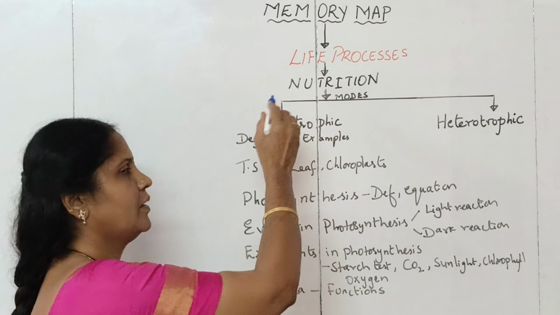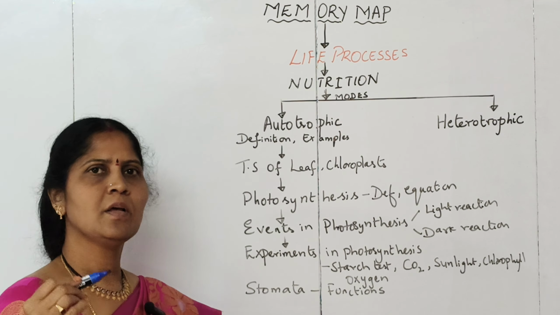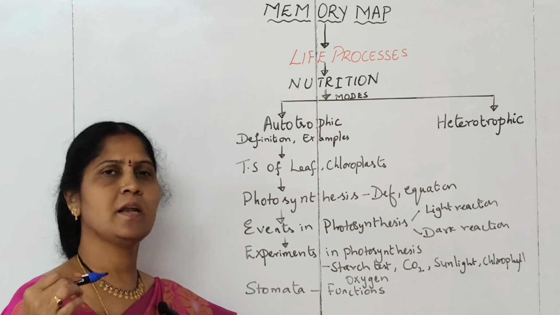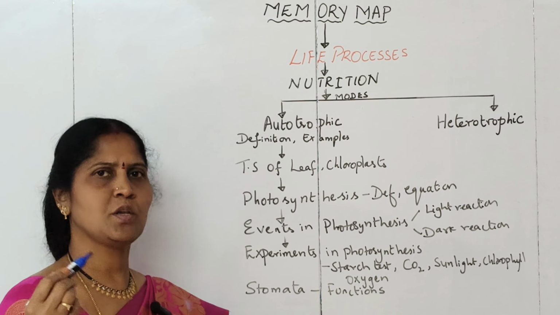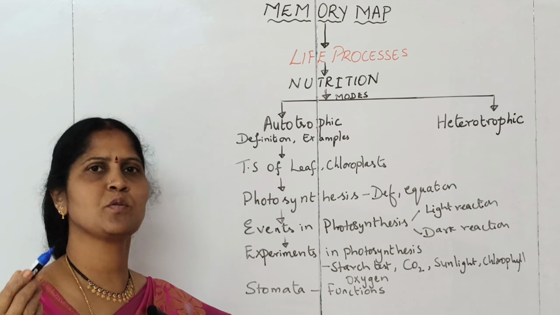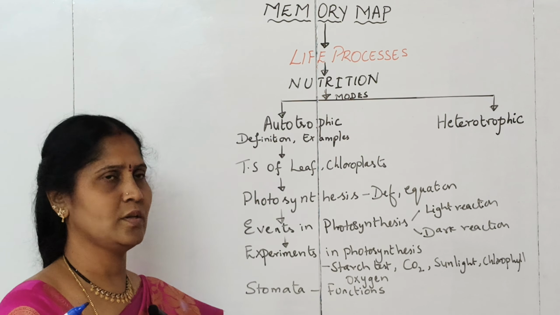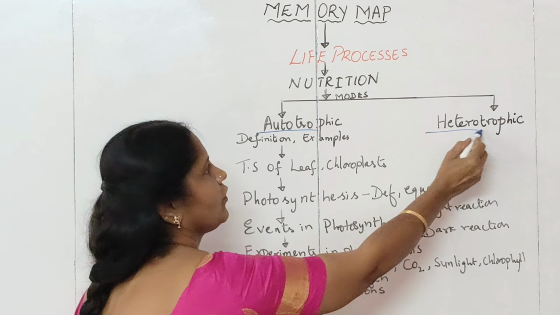And we have seen about nutrition. The first topic is all about nutrition. The process of obtaining food and its utilization by the organism is called nutrition. Nutrition is needed to provide energy to the organism, essential for its growth and metabolic activities also. And we have seen that there are two modes of nutrition, autotrophic and heterotrophic.